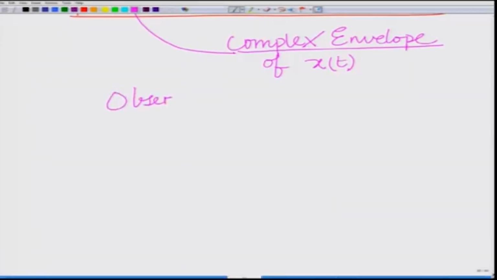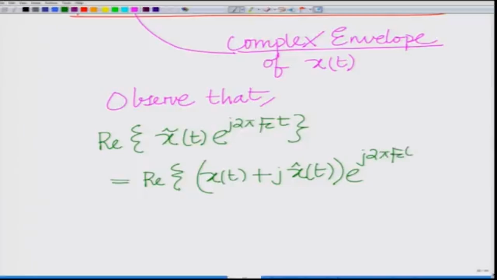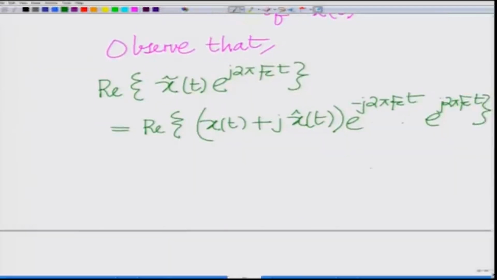Let us look at this. Observe that if you consider the real part of x tilde t e to the power of j 2 pi f c t, that will be the real part of x t plus j x hat of t into e to the power of j 2 pi f c t, that is x t plus j x hat t into e to the power of minus j 2 pi f c t, into e to the power of j 2 pi f c t. This e to the power of minus j 2 pi f c t and e to the power of j 2 pi f c t cancel.